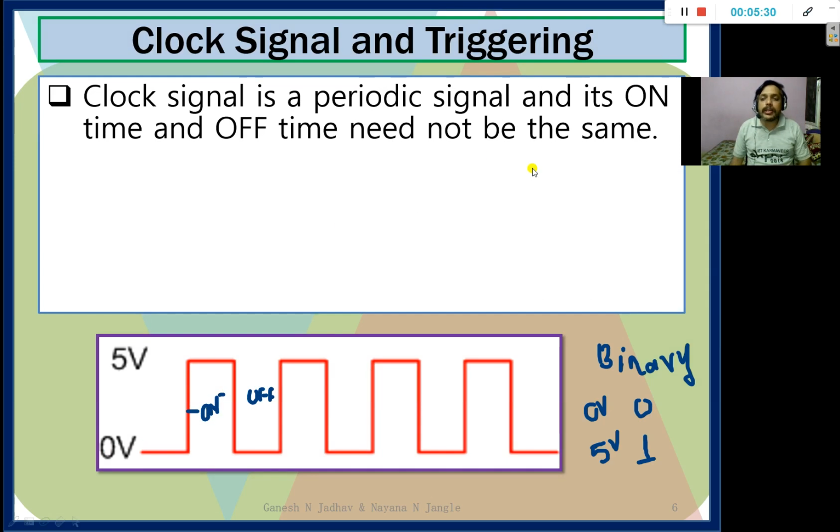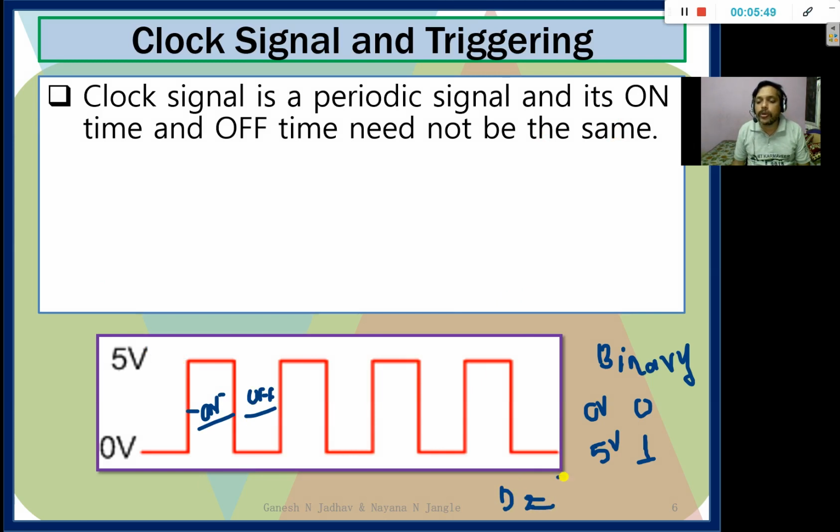The clock signal is a periodic signal. See that this is a periodic signal. Its on time and off time need not be the same. Here I am showing the on and off time equal, but it is not necessary that on and off time must be equal. But if the on and off time is equal, what is the duty cycle? How will we calculate the duty cycle?